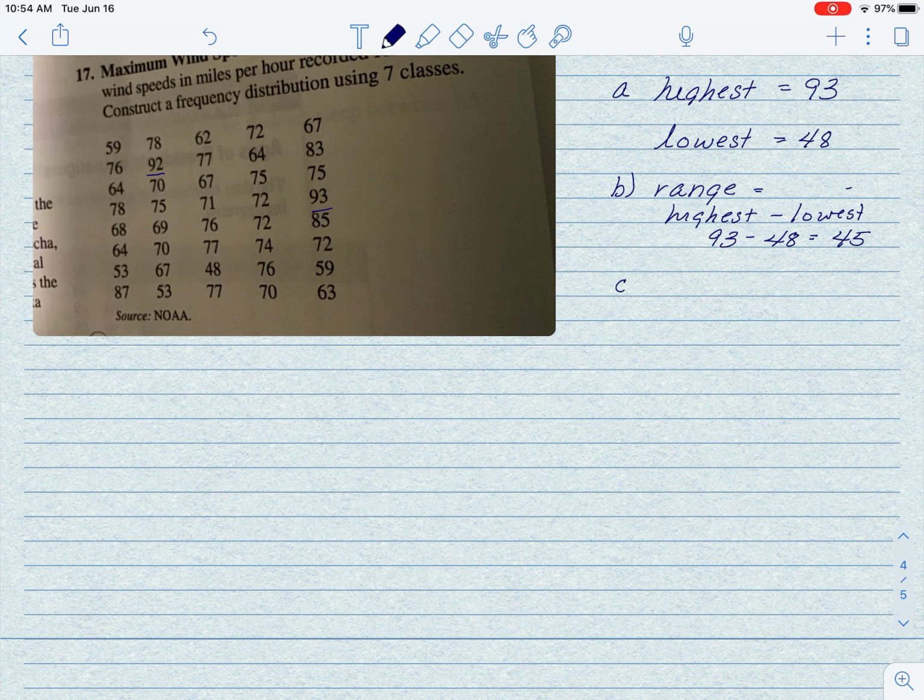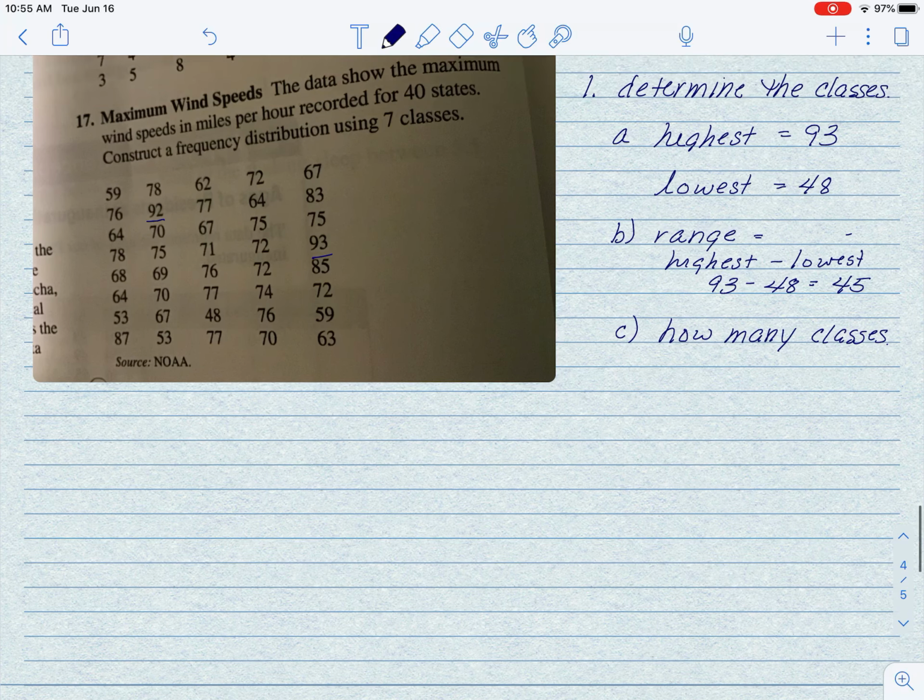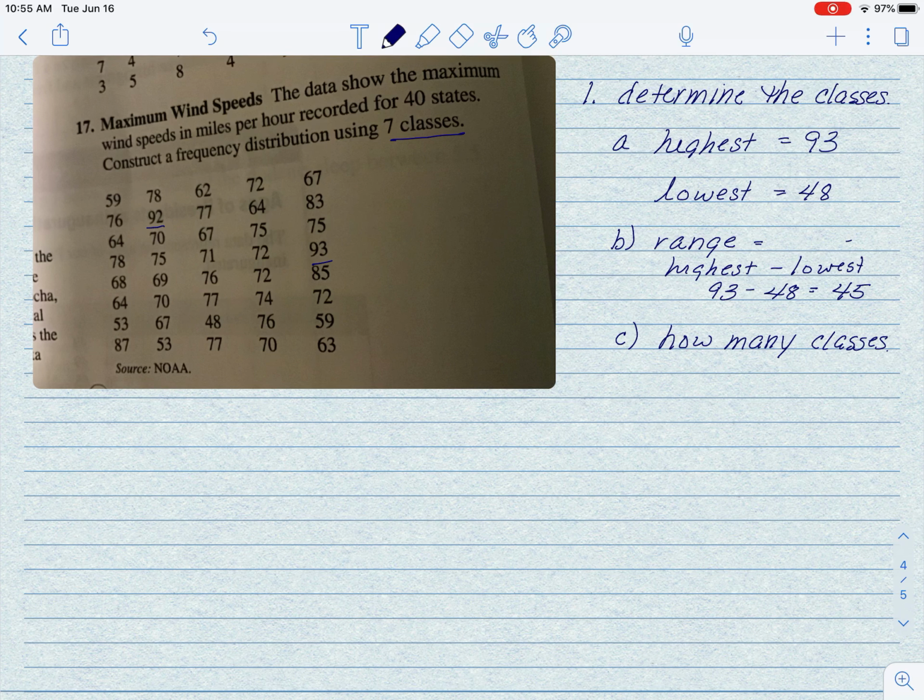Now the next thing we need to know is how many classes. At this point, either the problem tells me or you got to pick how many classes. Now, to keep things easiest for me to grade, they usually tell us how many classes in the problem. So we want to do 7 classes.